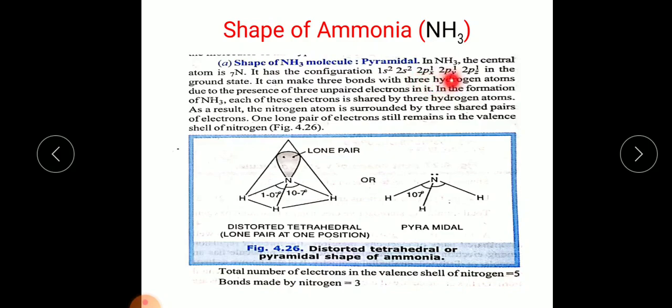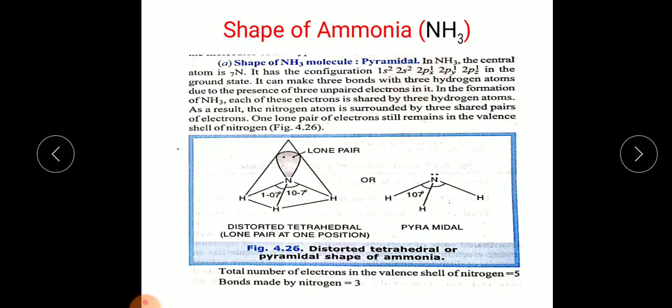Actually, we can write collectively as 2p3. And in terms of x, y, and z, it can be written 1, 1, 1. Now over here, what will happen? Since in ammonia we have got 3 hydrogens, these 3 unpaired electrons will form a bond with them that results in the bond pair, whereas this 2s will remain as a paired electron, remain as a lone pair of electrons.